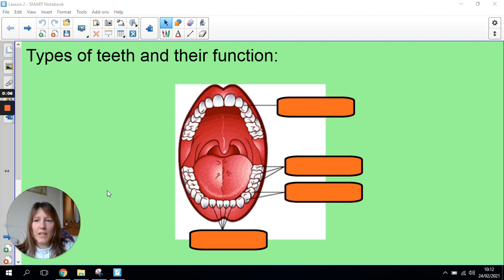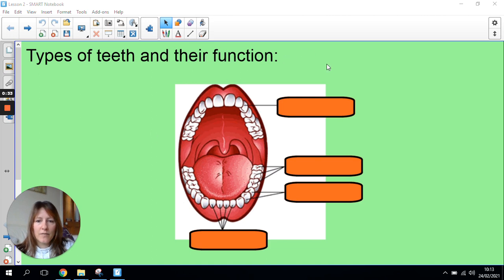We're going to be looking at teeth this afternoon, and first of all, because I know we've done a bit of learning about teeth already, we're going to have a quick recap of the types of teeth we have and their function, and that means what kind of job they have, what are they for. So pause the video, see if you can remember the names of these 4 different types of teeth that you will find in your mouth.